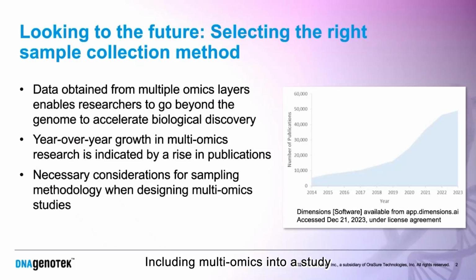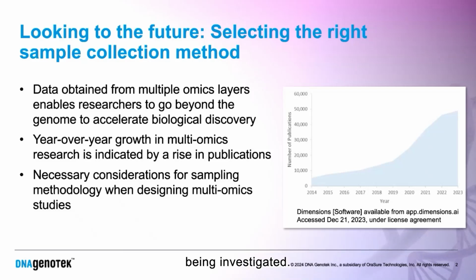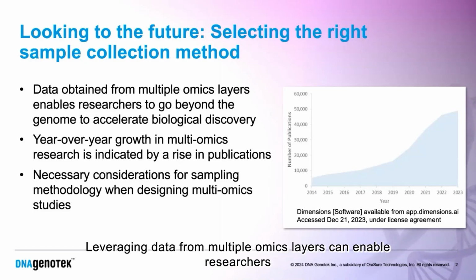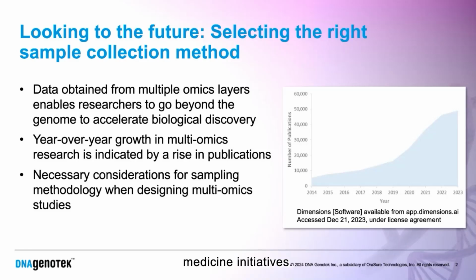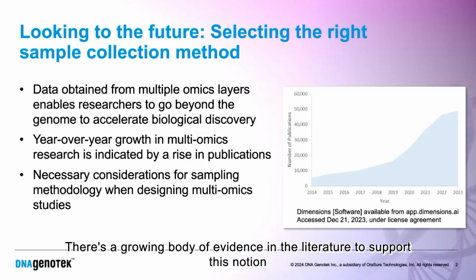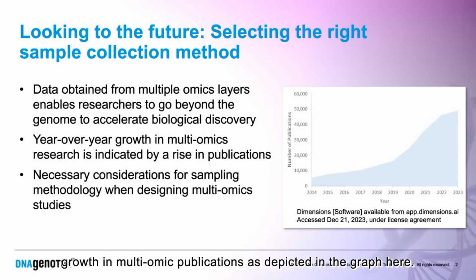Including multiomics into a study workflow can provide more robust data sets that give broader insights for the system being investigated. Leveraging data from multiple omics layers can enable researchers to go beyond the genome to accelerate biological discovery and power next generation precision science and medicine initiatives. There is a growing body of evidence in the literature to support this notion, with consistent year-over-year growth in multi-omic publications as depicted in the graph here.